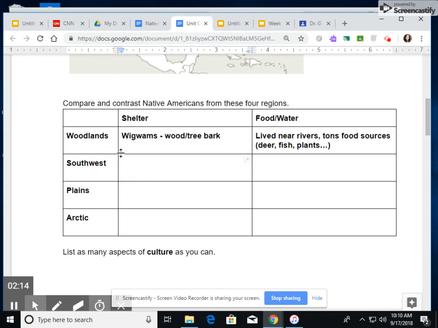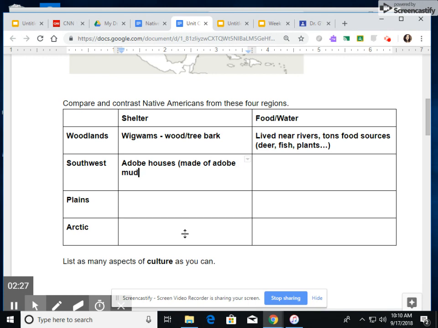All right. So the Southwest, their shelter were adobe houses, and these are houses made of adobe, which is a material you find there, mud or clay. And the food and water, remember the Southwest was really unique and really cool actually because the Southwest is your desert area. In this area, there weren't a lot of big animals that lived there because, again, it's the desert. There wasn't a lot of water.